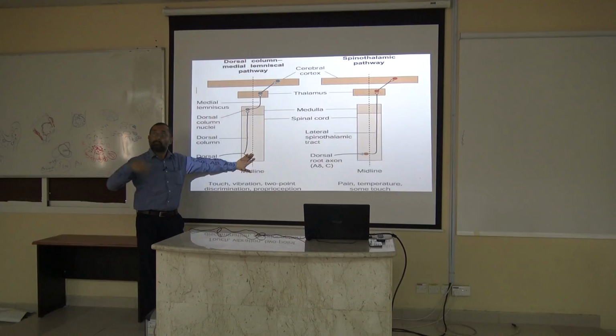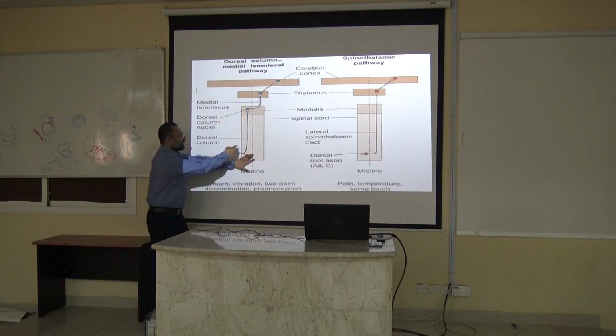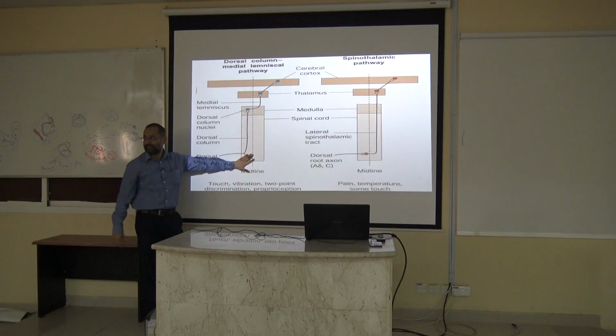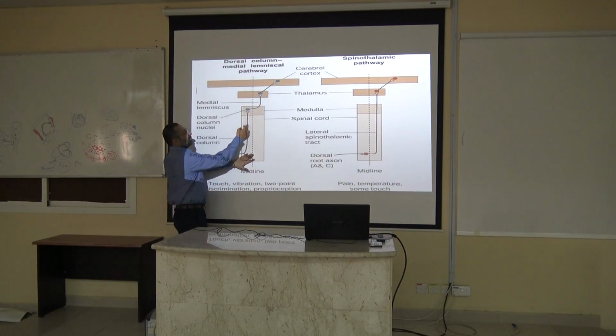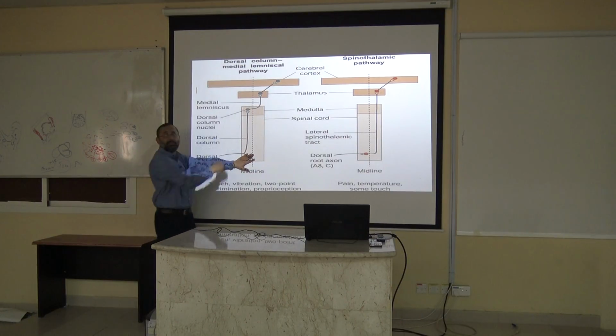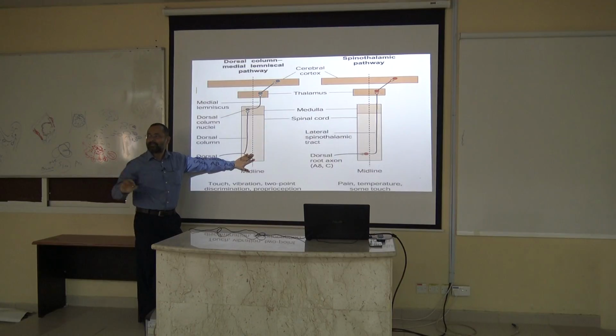Dorsal column. I want the name of the tracts. Fasciculus gracilis or fasciculus cuneatus. This is fasciculus gracilis or fasciculus cuneatus. If it is fasciculus gracilis, then it should be entering into nucleus gracilis. If it is fasciculus cuneatus, then it should be going to the nucleus cuneatus.